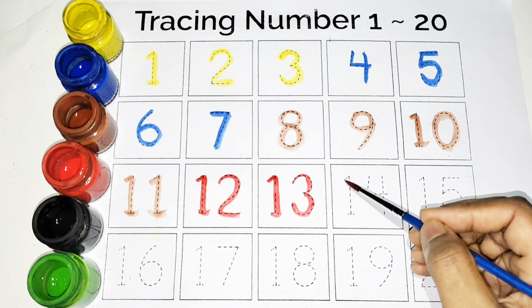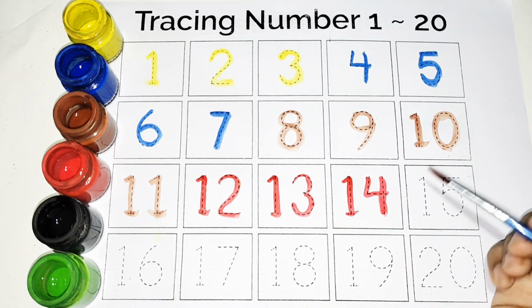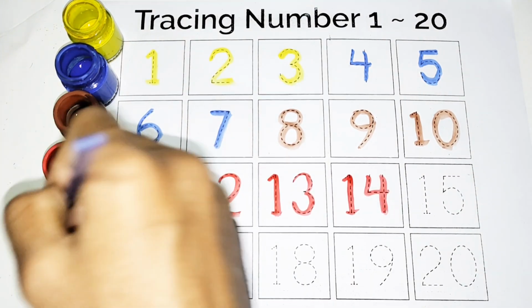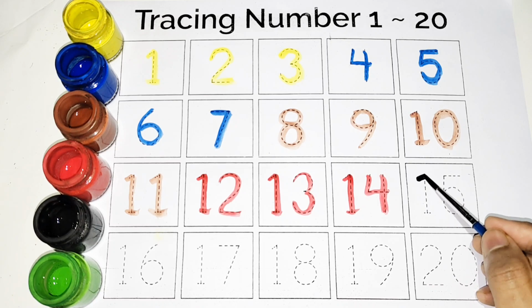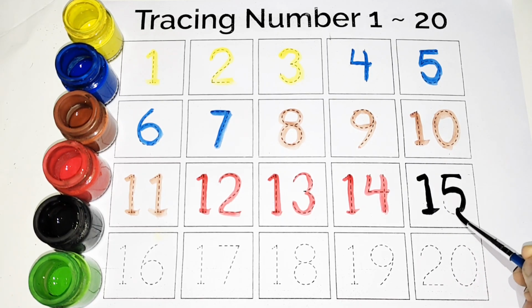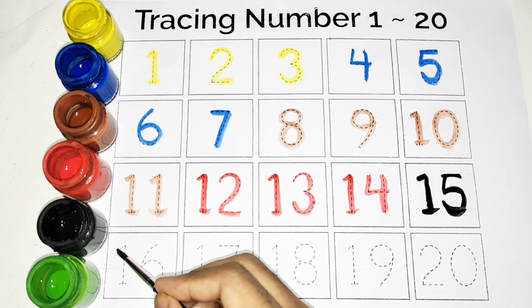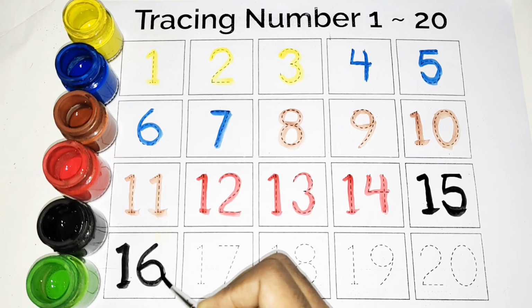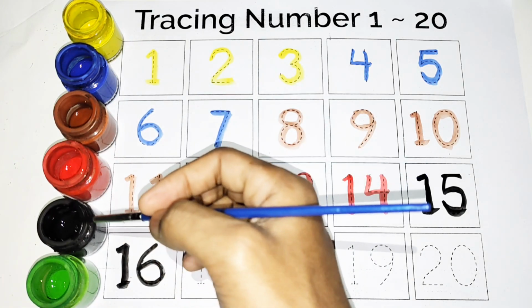We again use red color and draw 14. The next one is 15. Black color. The number 15. Now we draw 16. The number 16. The next one is 17.